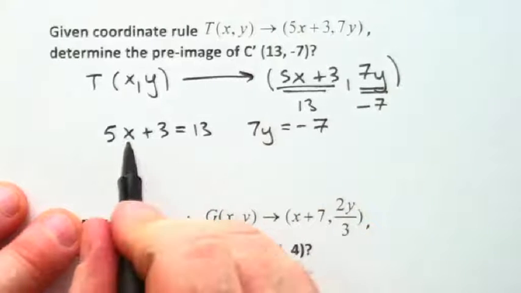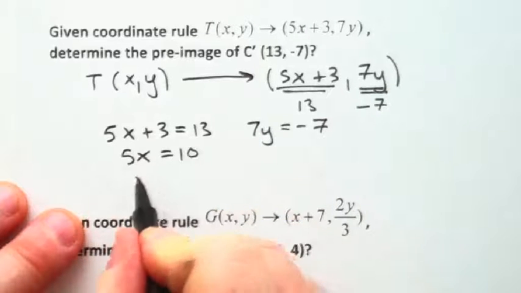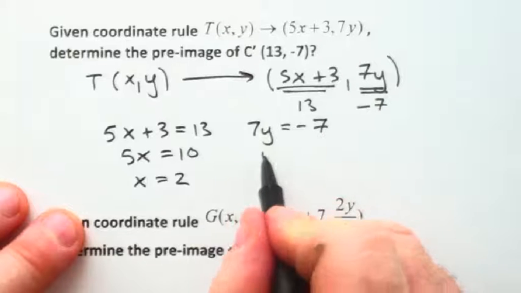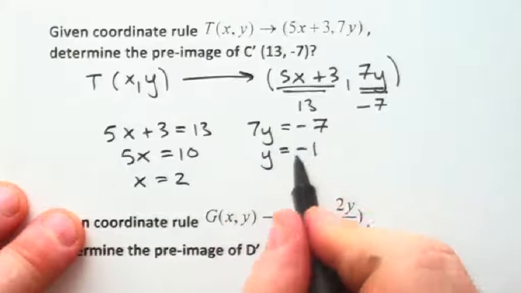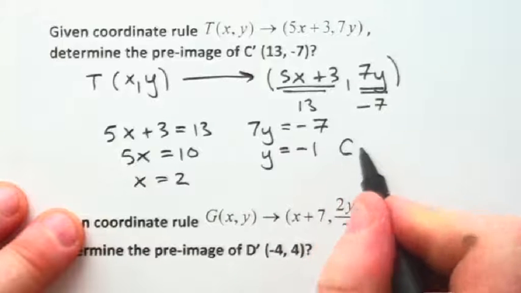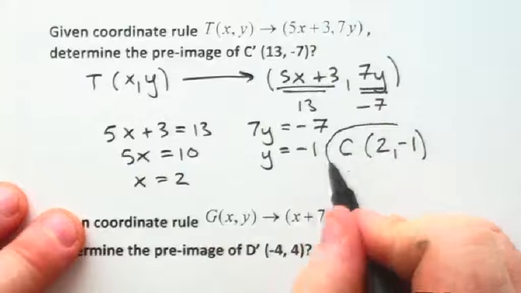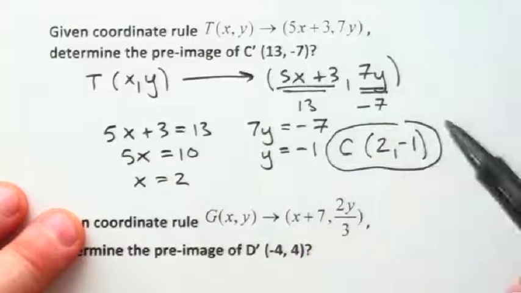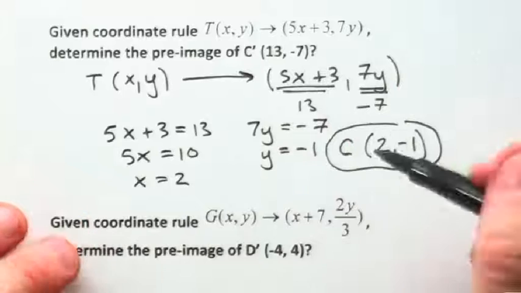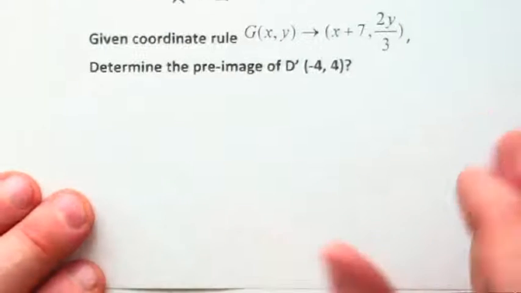So some x value went into this thing to give you 13. What was it? Let's see. Oh, okay, it was 2. And some y value went in here to give us negative 7 as an answer. Oh, it was negative 1. So now what we learn is that our pre-image was (2, negative 1) to give us the image of (13, negative 7). This is the more difficult one, so I'll do one more of them before we finish the video.